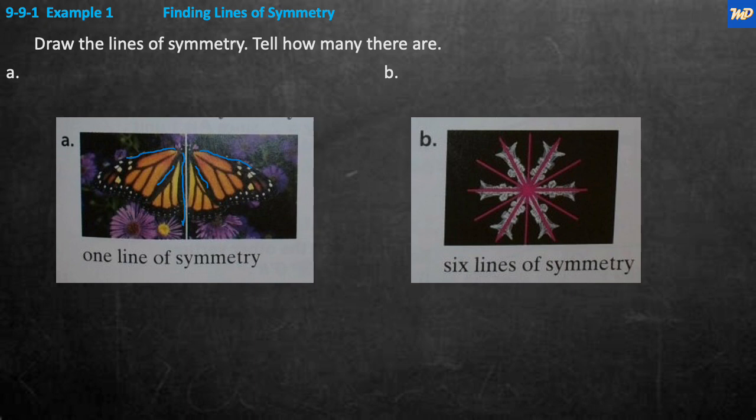Here in B, there are 6 lines of symmetry. You see that each one of these, this one here and this one here, no matter how you folded this crystal, the other half would match. It would lay on itself. Okay? So this is like cutting it in half and it'd be 2 identical sections. These are lines of symmetry. We have 6 lines here, 1 line here with the butterfly.